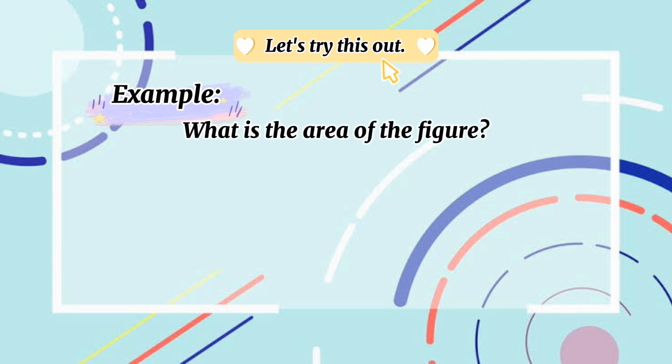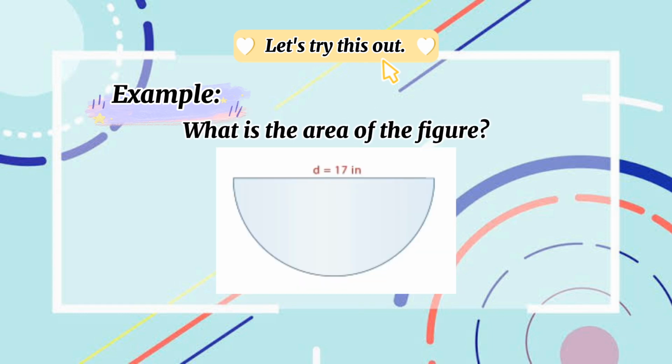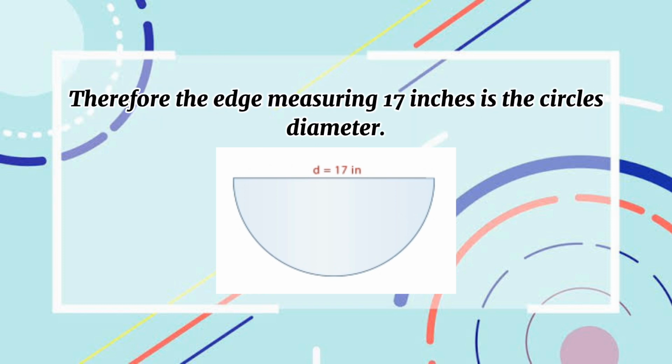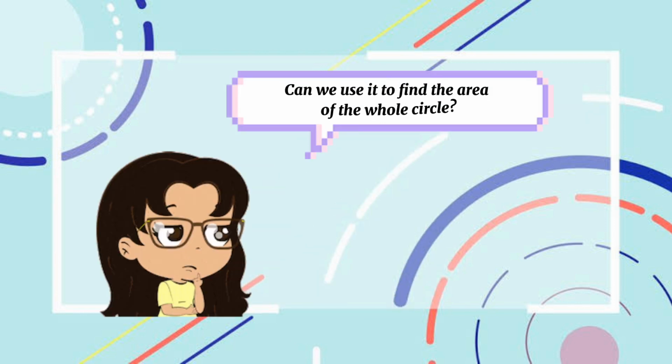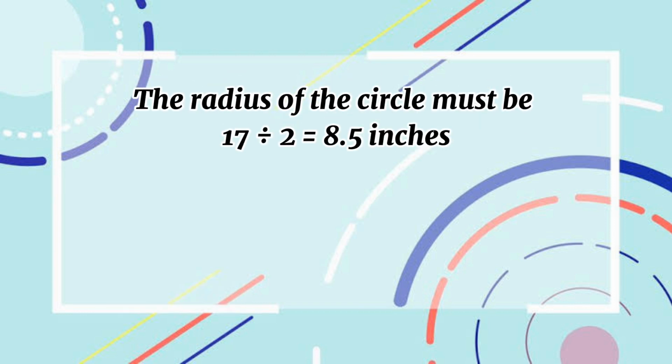Example: what is the area of the figure? This figure is a semicircle, or half of a circle. Remember that the diameter always divides a circle in half. Therefore, the edge measuring 17 inches is the circle's diameter. Can we use it to find the area of a whole circle? Yes, we can. The radius of the circle must be 17 divided by 2, which equals 8.5 inches.